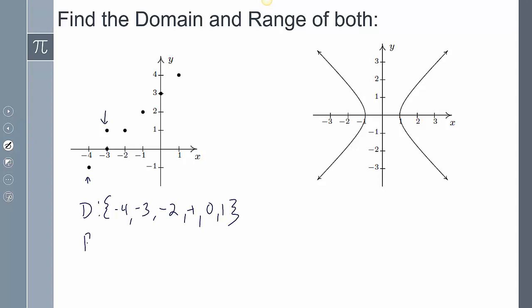And then my range. Now we look at the y values, so we have 1 here at -1. So -1, and then 0. We have it at 1. We have it at 2. We have 1 at 3 and 4. And so that's going to be my domain and range in that graph.